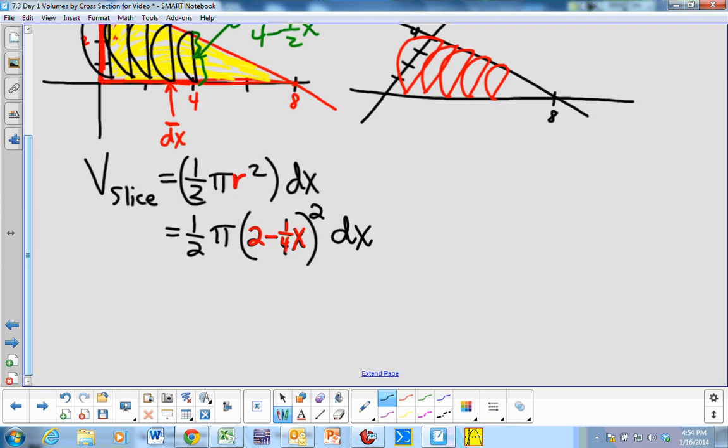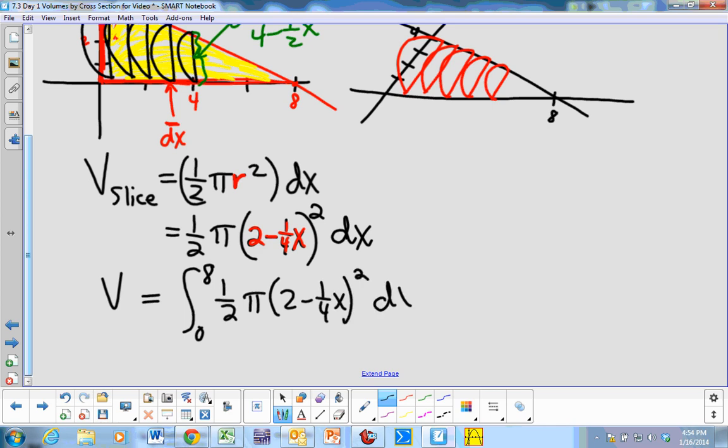This is not one that we would do by hand. So again, the idea is this is the volume of one single slice. If we want the actual volume, we will need to integrate, and it's again in terms of x. So it ranges from 0 to 8, and then we just wrote this function, 1/2 pi (2 minus 1/4 x) squared dx. No reason to simplify that because this is a calculator problem.